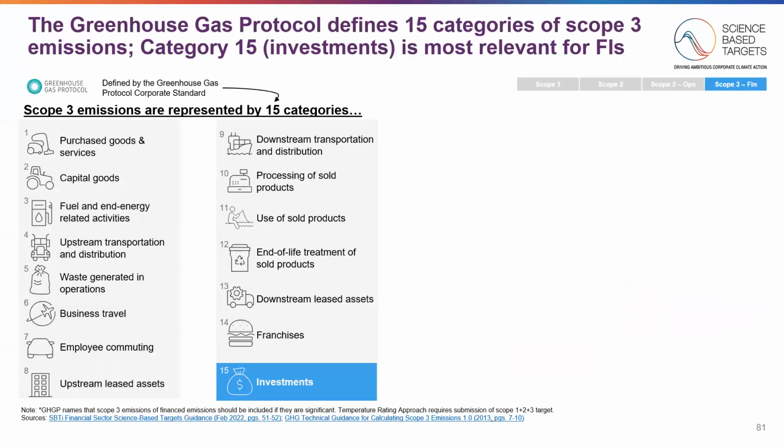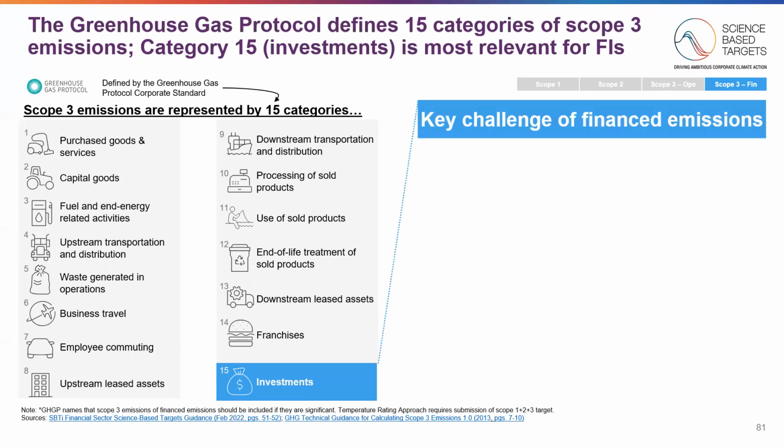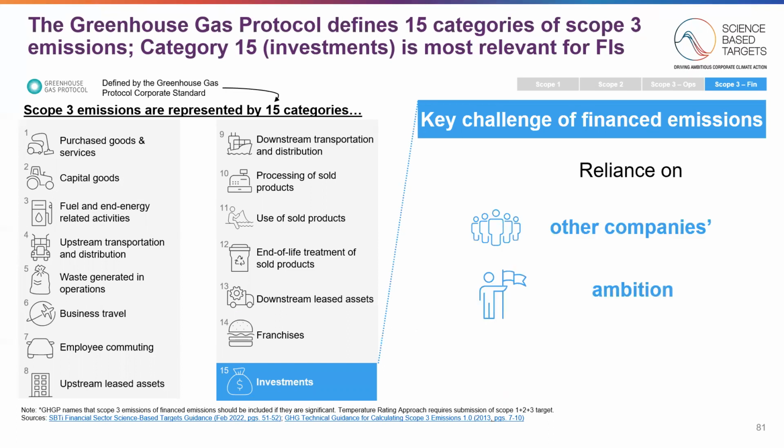The Greenhouse Gas Protocol, also referred to as the GHGP, provides emissions accounting standards. Scope 3 emissions are comprised of 15 distinct categories. The large majority of emissions and focus for financial institutions continues to be on category 15, investments. The key challenge surrounding finance emissions is that financial institutions are reliant on other companies, their ambition, and their data.